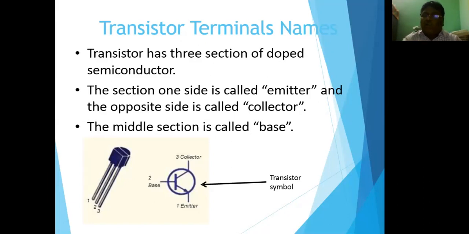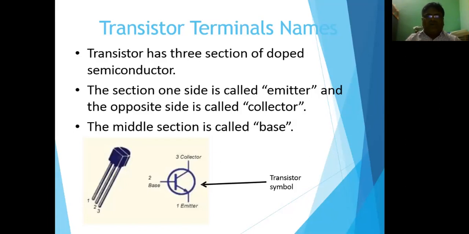One more secret: one more terminal is also there, and that is the insulator. Every teacher explaining the transistor says it consists of three terminals, but one more terminal is also there, called the insulator. That insulator terminal is compulsory for each transistor. The three terminals are emitter, base, and collector, but the fourth terminal does not appear, so it is called the insulator.